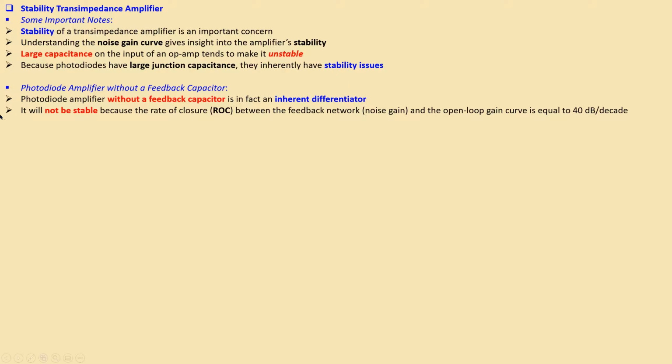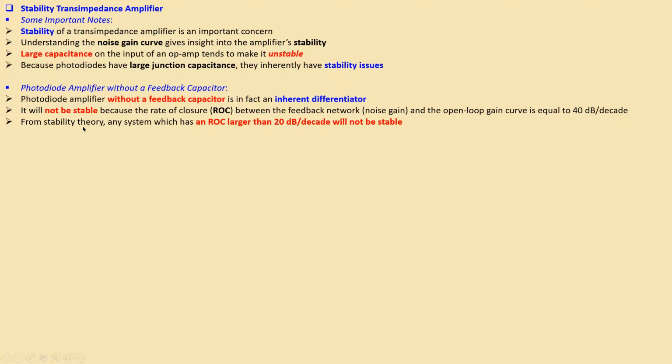So what you have is that it will not be stable because of the rate of closure between the feedback resistor or feedback network, which is the noise gain, and the open loop gain curve, which is then equal to 40 dBs. We can see that in great detail shortly.